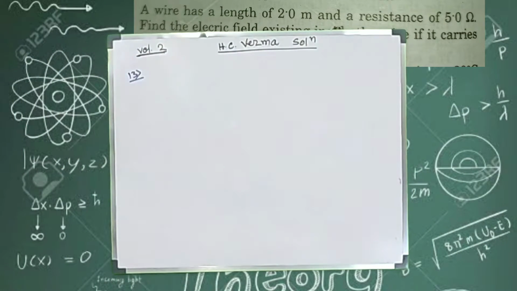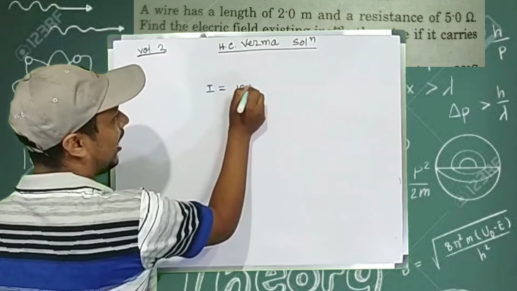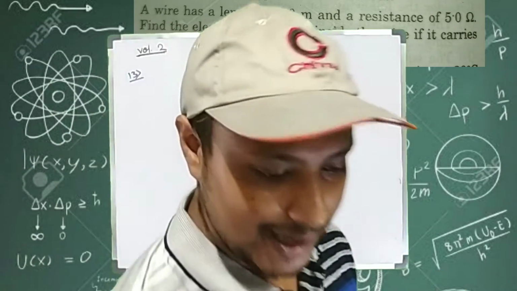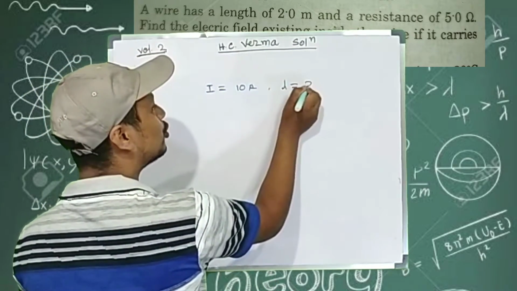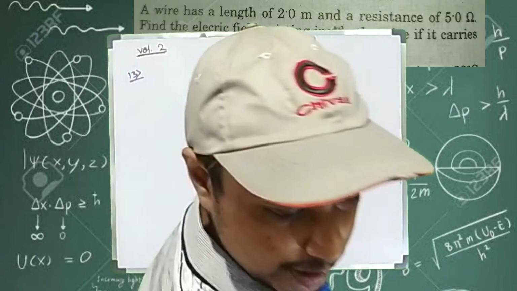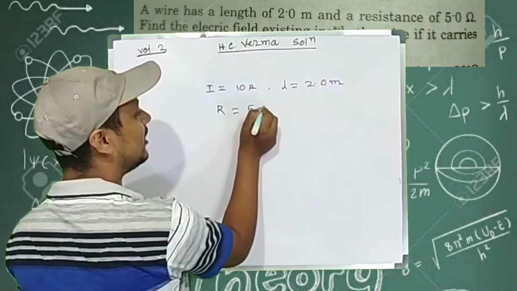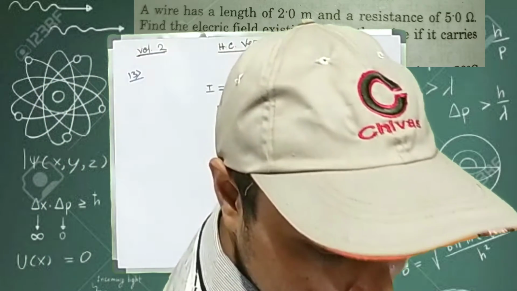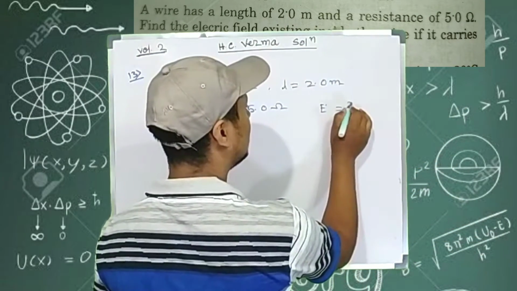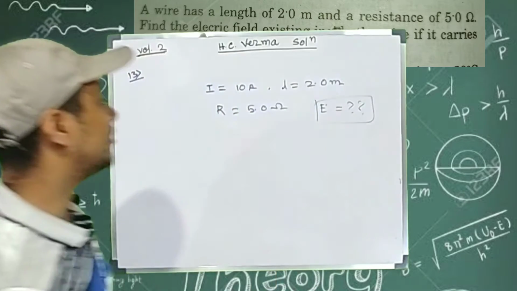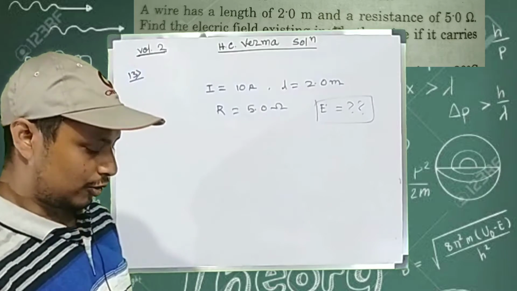Again, you have to find the electric field, but the given data is in another form. So I is 10 ampere, the wire length L is 2.0 meter, and the resistance is 5.0 ohm, and you have to find the existing electric field. Again, a question on the basis of electric field. Now, how can you solve this? Very easy.